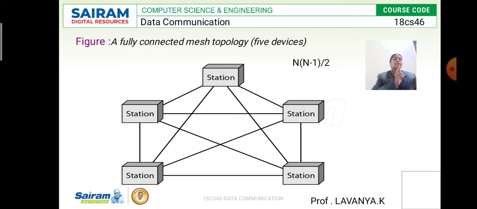Then what is the disadvantage of the mesh topology? The installation and reinstallation of that particular network is very difficult because we have n number of input output ports to make the network connection. And one more thing, if the entire network goes down, the total system will shut down. So this is the disadvantage of the mesh topology.